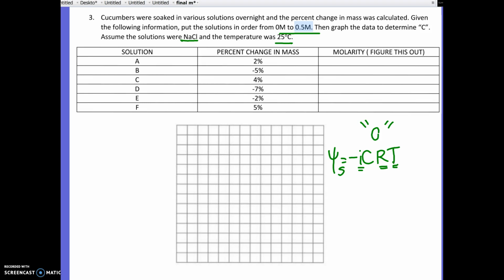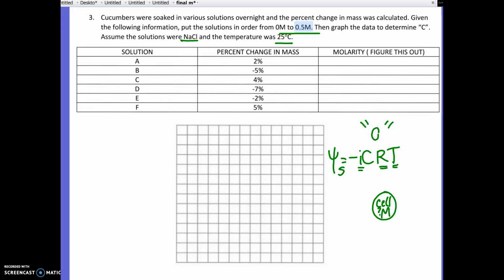So first, figuring out how to put these in the proper order. They're telling you they put cucumbers in various solutions overnight. I know that a cucumber cell, like any cell, has some solute in it. I don't know exactly what its molarity is. That's what I'm going to figure out from my data.